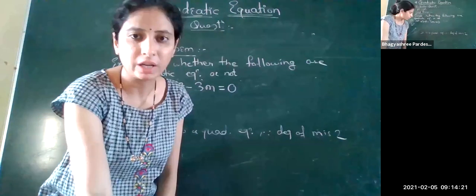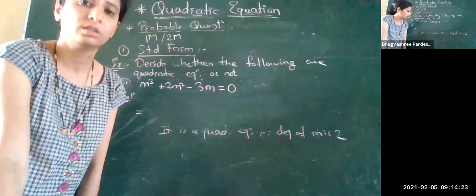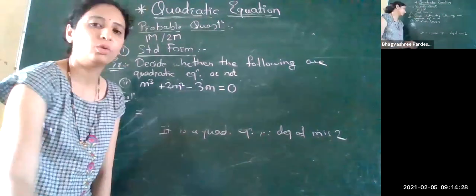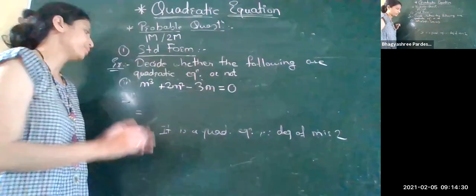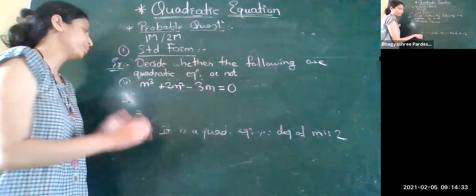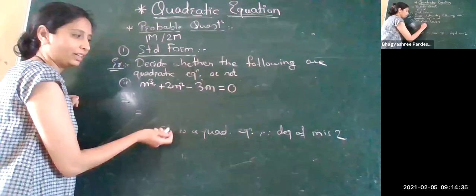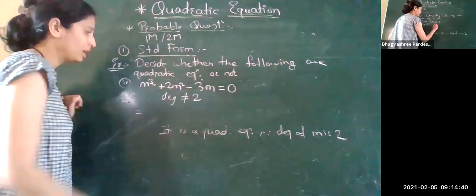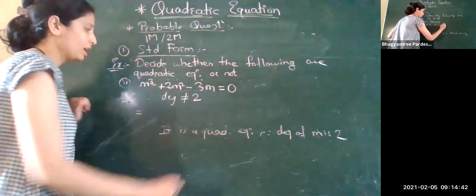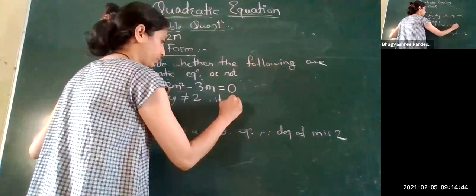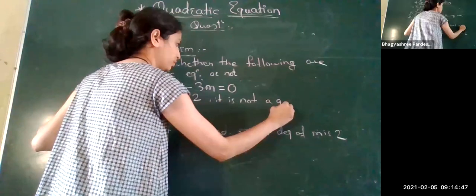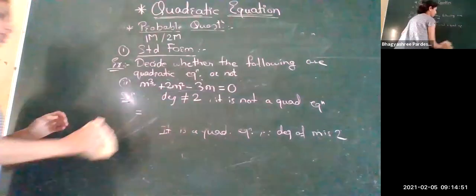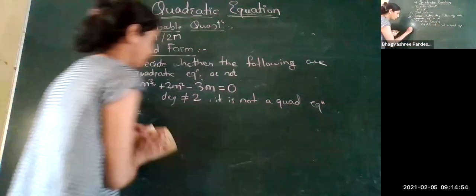Yes, miss. Miss, the highest power is 3, so this is not a quadratic equation. Okay, very good. Since the highest power of m is 3, this is not a quadratic equation. So we can write here: since the degree is not equal to 2, it is not a quadratic equation. If it has been asked for solving, solve in this way only. You have to solve this just for 1 mark. Okay, let's see a few more questions.